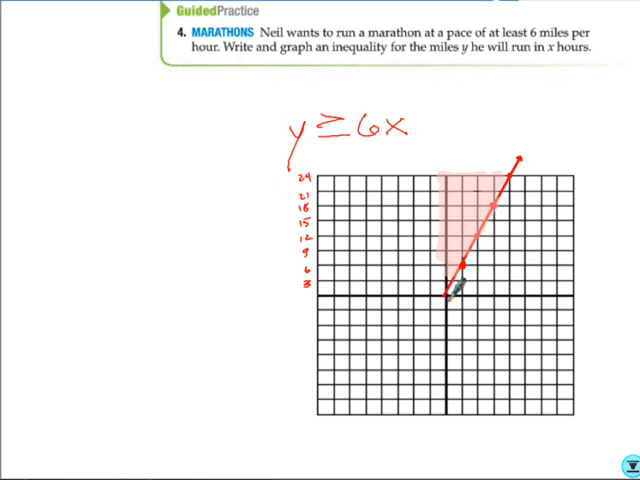I couldn't pick 0, 0 in this instance because the line goes through 0, 0. So let's say I pick 1, 12, okay? So say I pick 1 and 12, 1 for x, 12 for y. So I get 12 is greater than or equal to 6, and that's true. So this is the side of the graph I would shade. I would only need quadrant 1 here because we're dealing with a real-world implication where there is no negative time and there are no negative miles, so we only needed that first quadrant, okay?